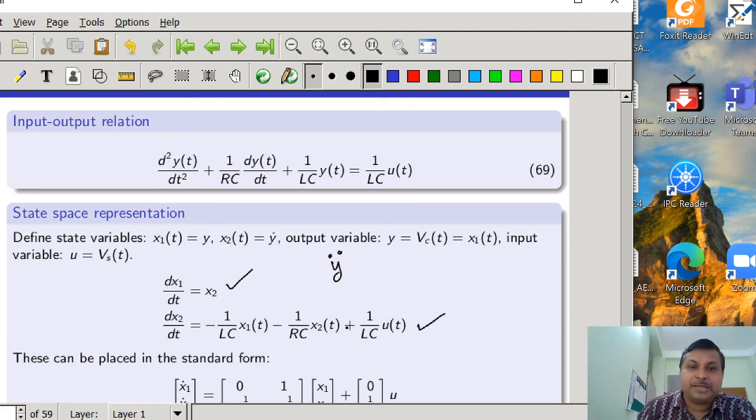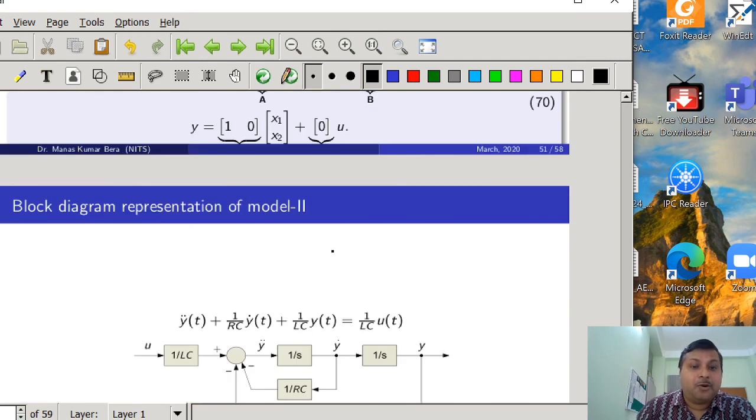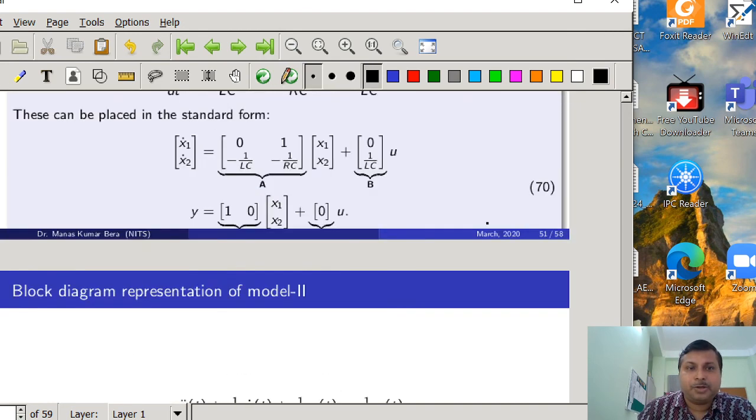So another representation we will get for the same system, the same RLC circuit, whose A, B, C and D matrices look like this. And if we want to represent this circuit now using a block diagram, then this could be the representation. You see how it is doing.